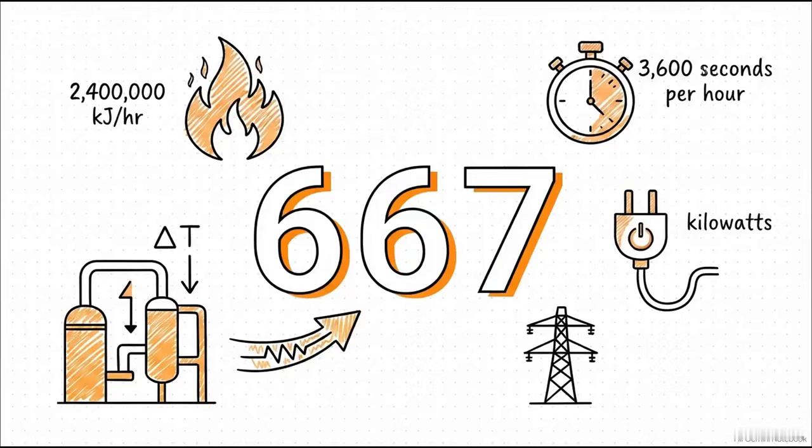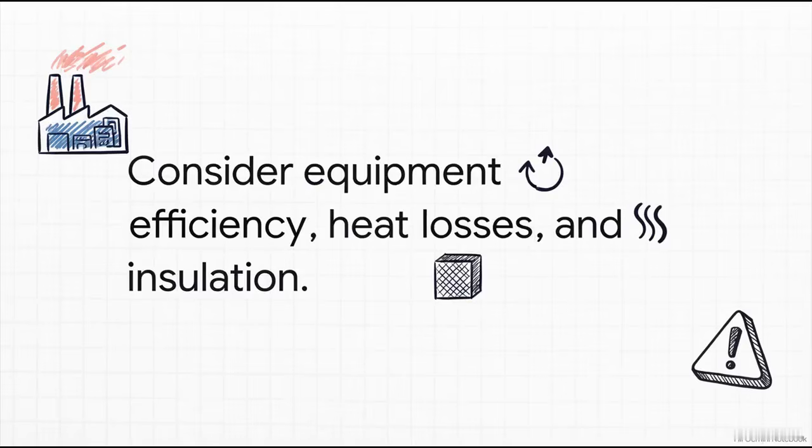But in the engineering world, we usually prefer to talk in kilowatts to really understand the power demand. When you convert that 2.4 million kilojoules per hour by dividing by the 3,600 seconds in an hour, you get our final theoretical heat duty, right around 667 kilowatts. That is the exact amount of continuous energy power you need to deposit into this system to make that temperature jump happen.